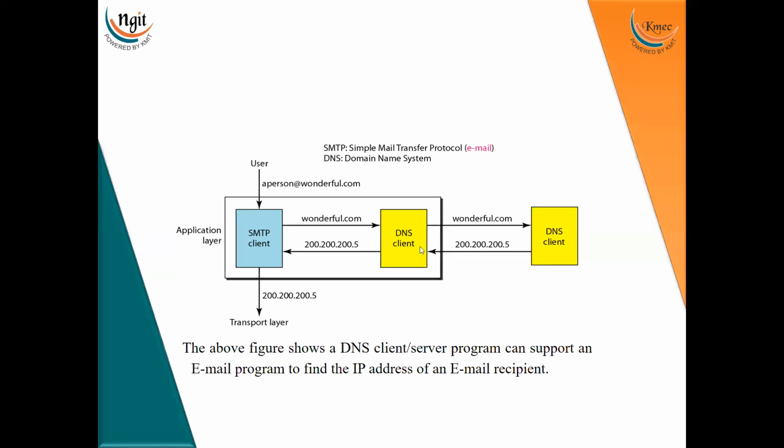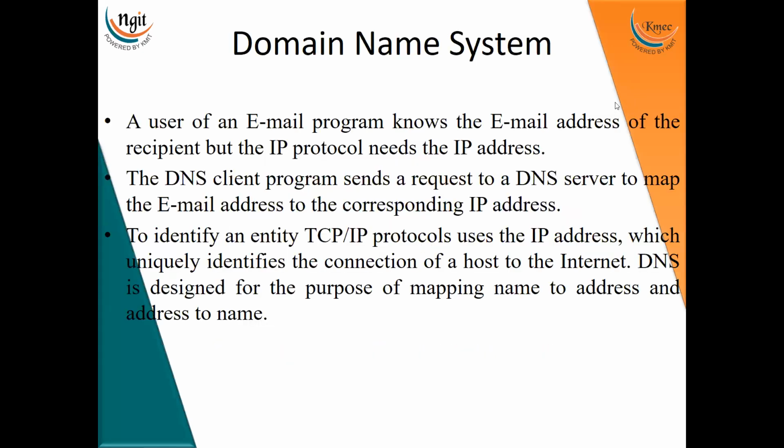Now, in the next step, we are going to learn about what is meant by the domain name system. A user of an email program knows the email address of the recipient, but the IP protocol needs the IP address. Whenever you are working with the IP protocol, we need the IP address, and whenever you want to work with email, we need the email address. A simple logic: for the email program we should have the email address, and for the IP protocol we should have the IP address. Now, the domain name system client program is going to send a request to the DNS server to map the email address to the corresponding IP address.